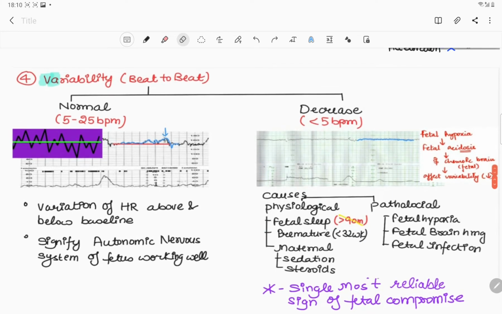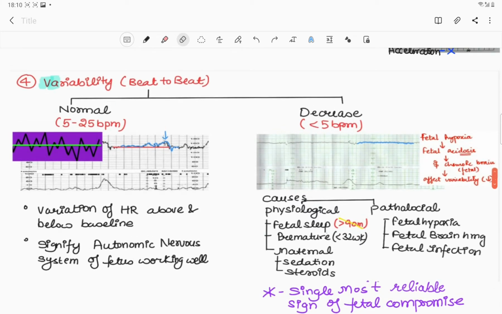Then V is for variability, beat to beat variability. Normal is 5 to 25 beats per minute. Variability means variation of heart rate above and below the baseline. It signifies that the autonomic nervous system of the fetus is working very well.